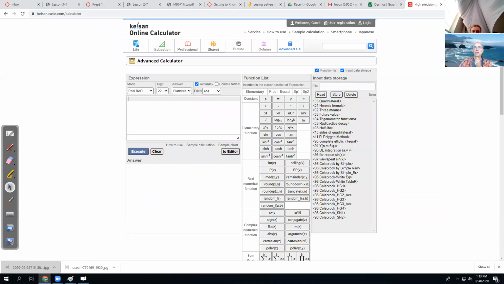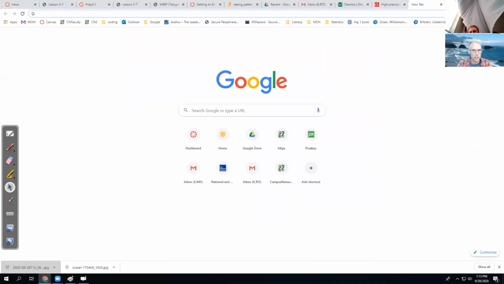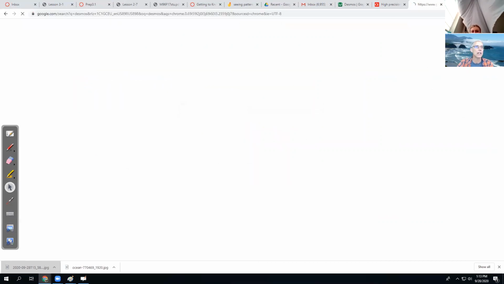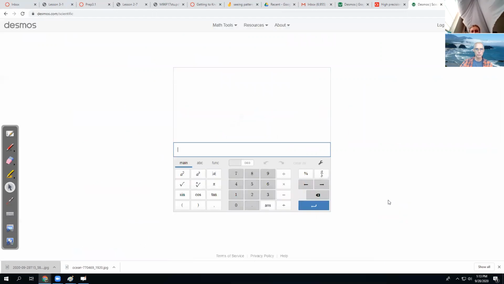I don't think so. I'm going to use the Desmos scientific one instead. I think that's the closest I can get to a Casio. So I'm going to go to Desmos again, and this time I'm going to choose their scientific calculator. So this is a little closer to the Casio. Some other buttons I have to hit.